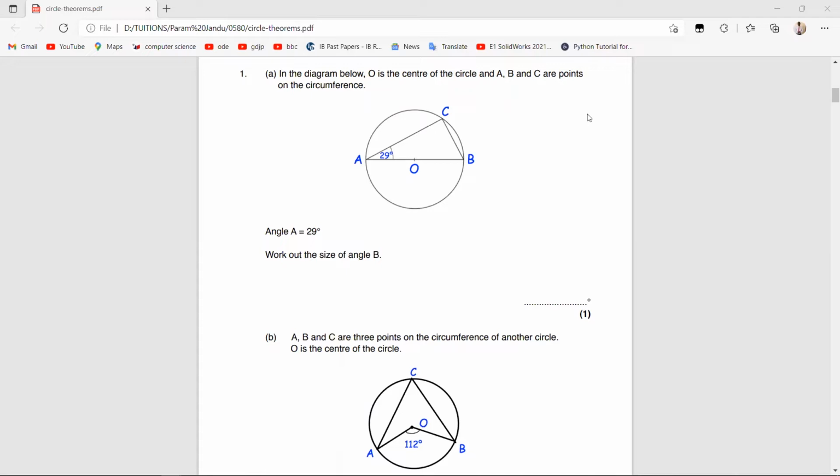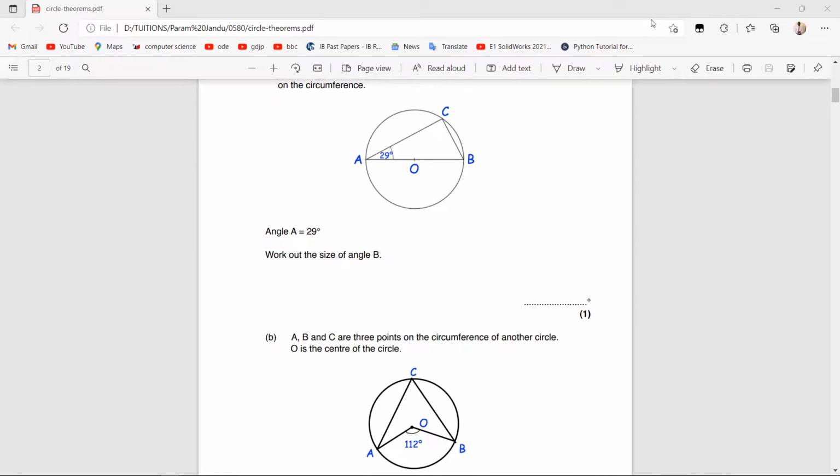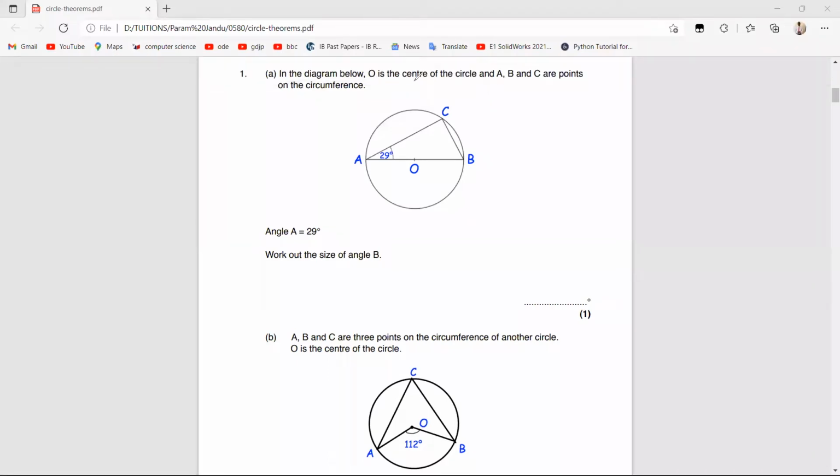So question 1 says O is the center of the circle. A, B, and C are points on the circumference of the circle. If you look at that diagram, angle at A is 29. And if you check very well, AB is the diameter of this circle because it's passing through center O. Remember, we cannot assume that O is the center unless we are told. So if you look at this question, we are told O is the center. That means AB is our diameter.